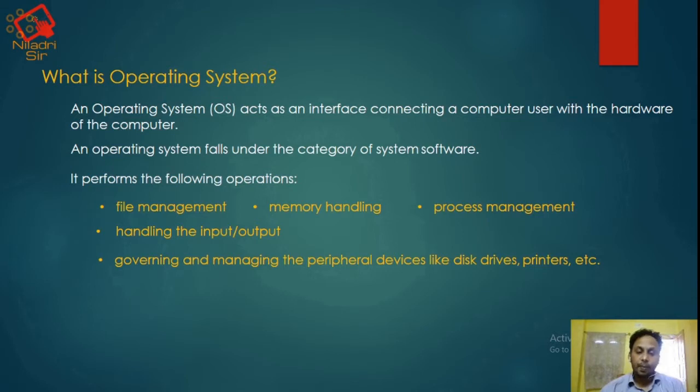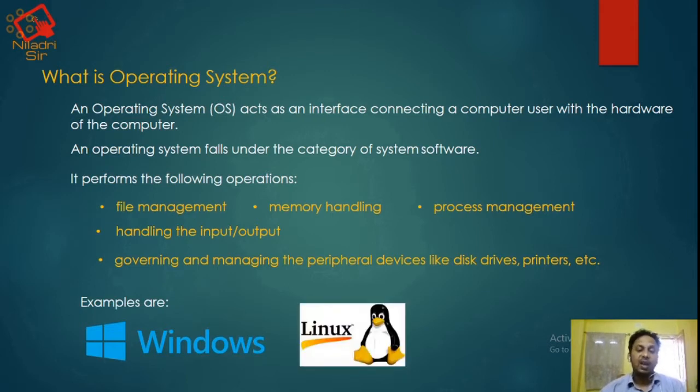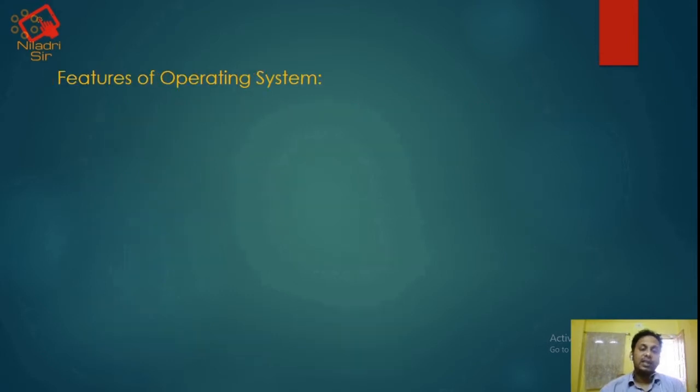So what are the examples of operating systems? As we know, Windows and Linux are all examples of operating systems. Next, what are the features of an operating system?